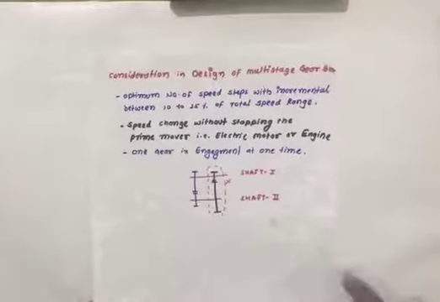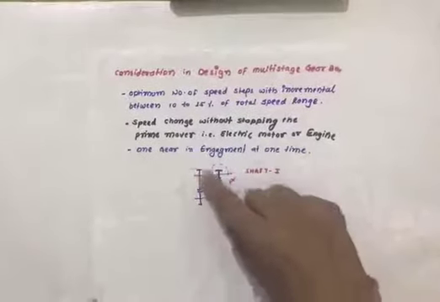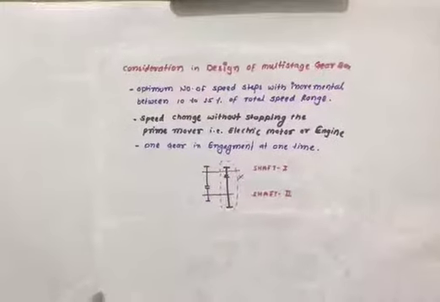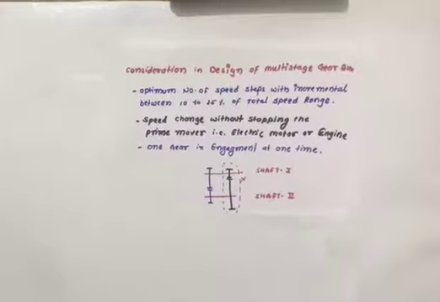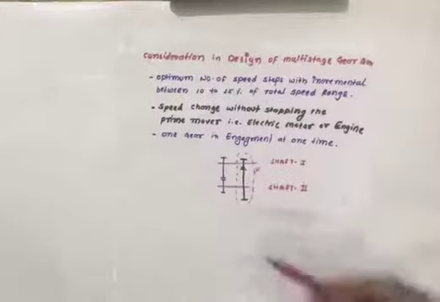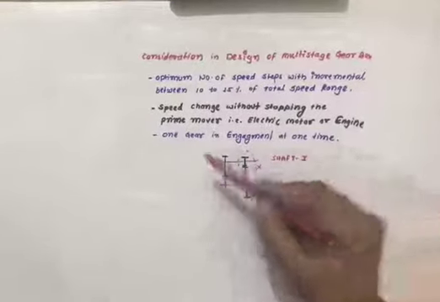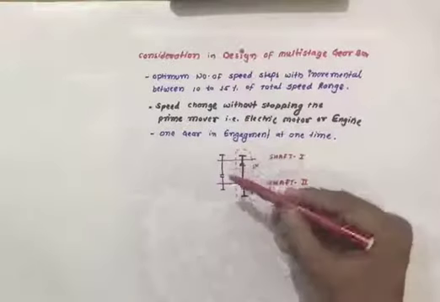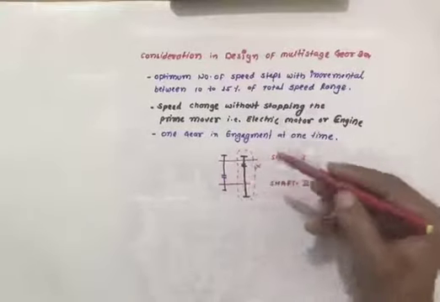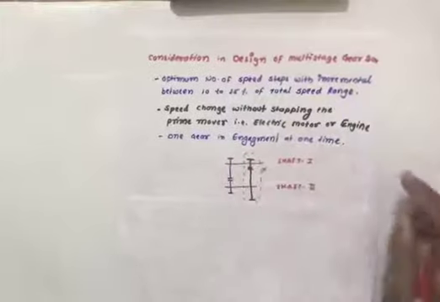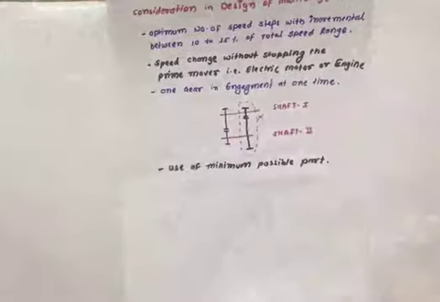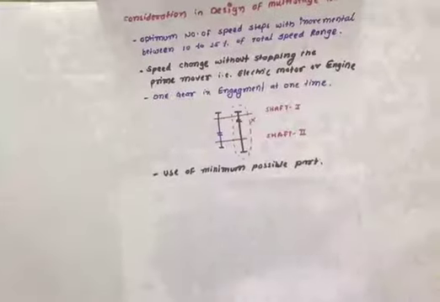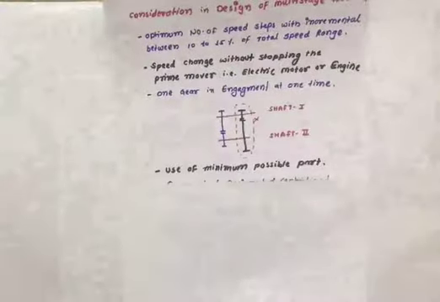Next, one gear in engagement at a time. See here the example, there is a two stage gearbox. This is the first input, this is the first pair of gear, second pair of gear, but as per design consideration only one gear must be engaged at a time, so this is not correct. Now the next design consideration is use of the minimum number of possible parts.